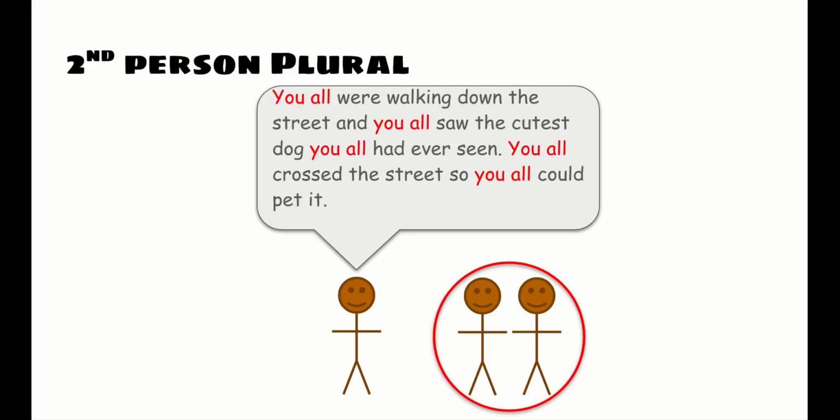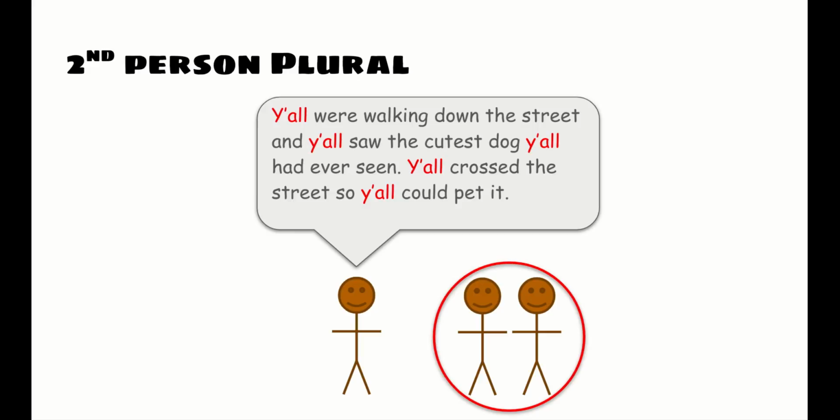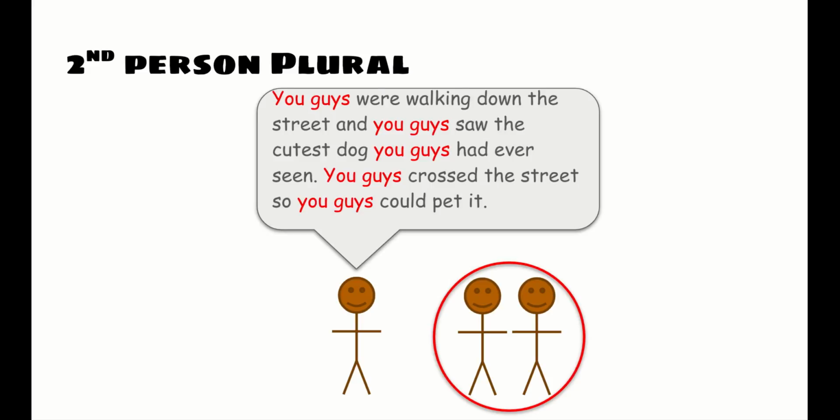In English, there's also other ways you can say this. You can say y'all. Y'all were walking down the street and y'all saw the cutest dog y'all had ever seen. Or sometimes you can also say you guys. You guys were walking down the street and you guys saw the cutest dog you guys had ever seen. So whichever way you want to say that, all three of these examples are second person plural because the person is talking to a group of people.